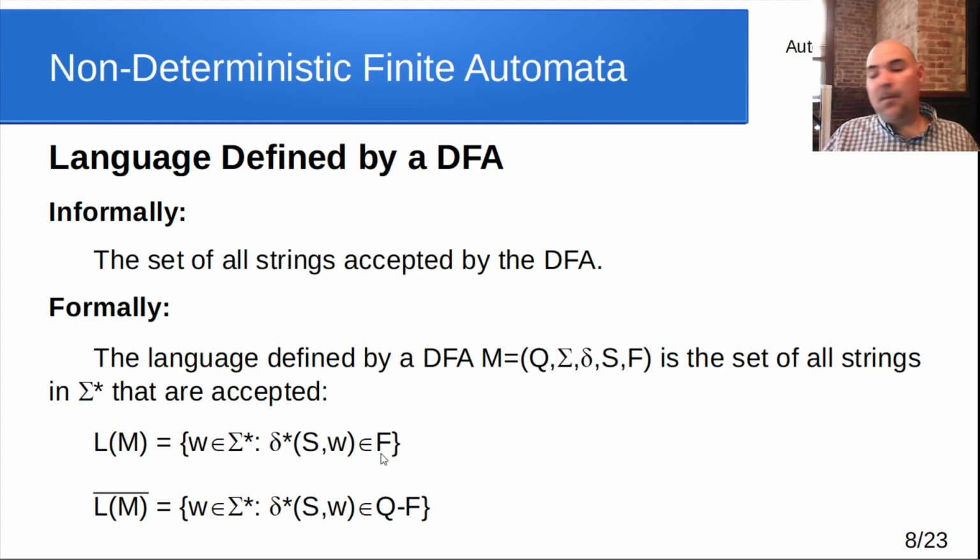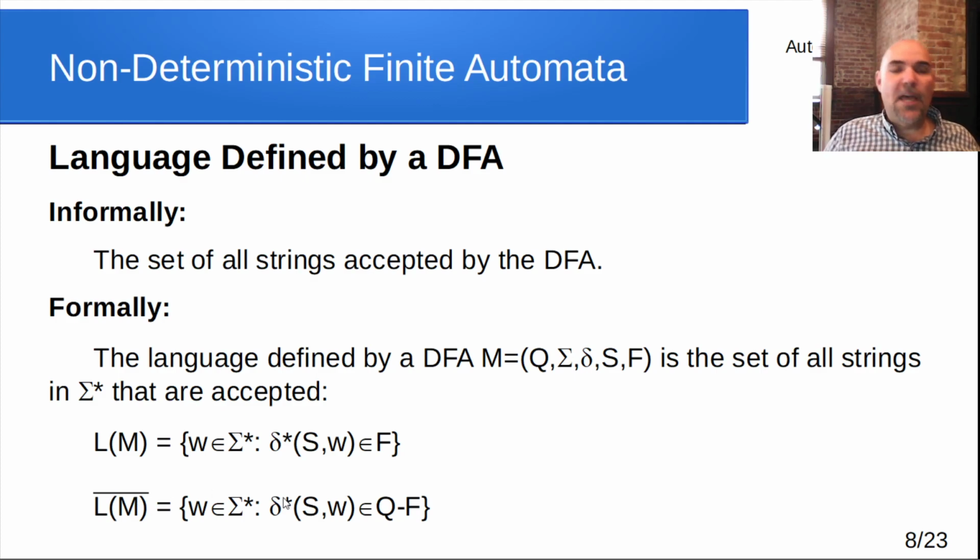Now, one cool thing about that is that it also gets us a definition for the complement of the language of that machine, which is all strings w in alphabet star such that when we use the extended transition function starting with s and consuming the string, we end up in a state that is not a final state, because Q minus F, the set difference where we take away F from Q, leaves the non-final ones. So if we end up in a non-final state, that would be the complement.